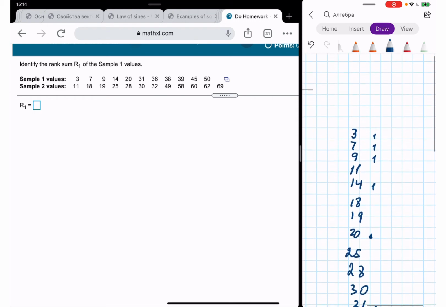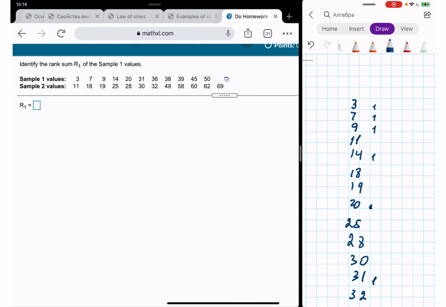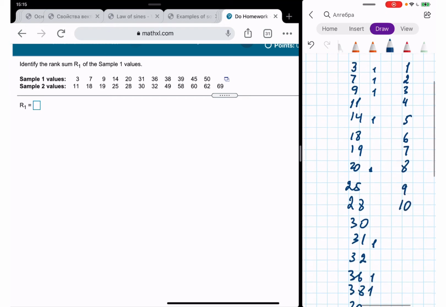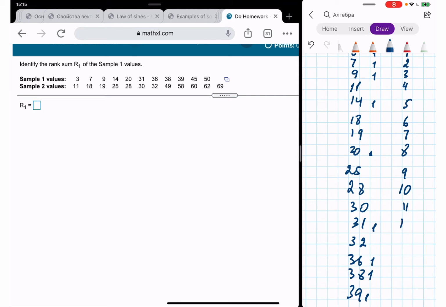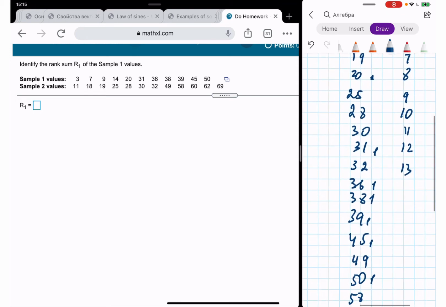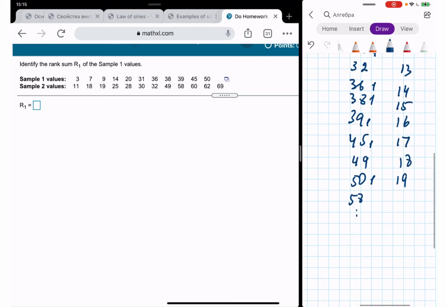So let's see what we have. 3 is a sample 1. Let's line up by rank. 1, 2, 3, 4, 5, 6, 7, 8, 9, 10, 11, 12, 13, 14, 15, 16, 17, 18, 19, 20. I'm not going further.